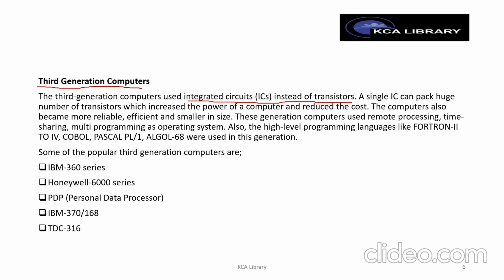They were a bit faster and they started reducing in size. This is how computers kept on evolving. You can imagine right now in this generation, you are holding a whole computer just in your hands. Take an example of a smartwatch, take an example of a phone. These are some of the examples of computers in this generation.